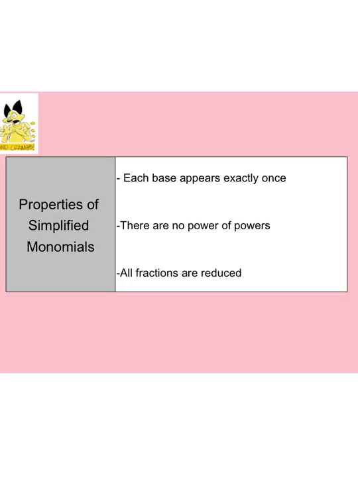So now it's that question again of how do I know I'm done? Well, remember, here's what we need to see. Each base appears only once. So your x you only have showing up once, or your y you only have showing up once. There are no power of powers, so nothing that looks like this. We cannot have parentheses with powers on the outside. And then all fractions are reduced. So just like that 4 over 14 we just looked at, we had to take a 2 out of both of those. I need to make sure that those fractions are reduced as far as they can go.